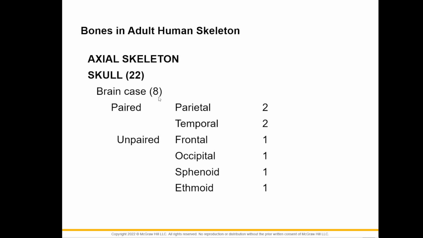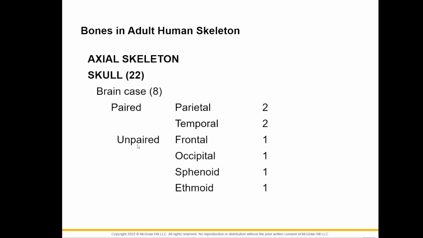The 8 bones in the skull, or the brain case or the cranium, are the parietal bones. So one on the left and one on the right. That's why it's paired, and you have 2 of them. We also have the temporal bone, one on the left, one on the right. That's why we have 2.